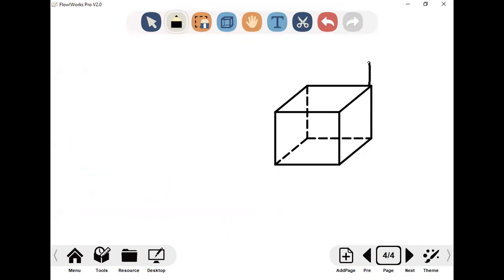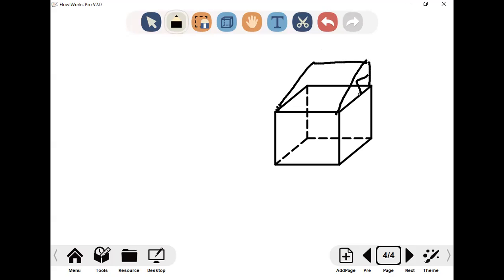I have a triangular prism, something like this. And here I have a triangle, and here we have the right angle. Now focus with me. I want to find the surface area. What does this mean? The surface area means the outside area.